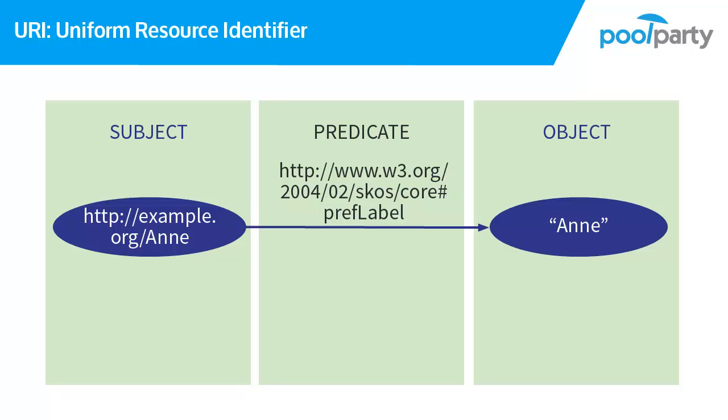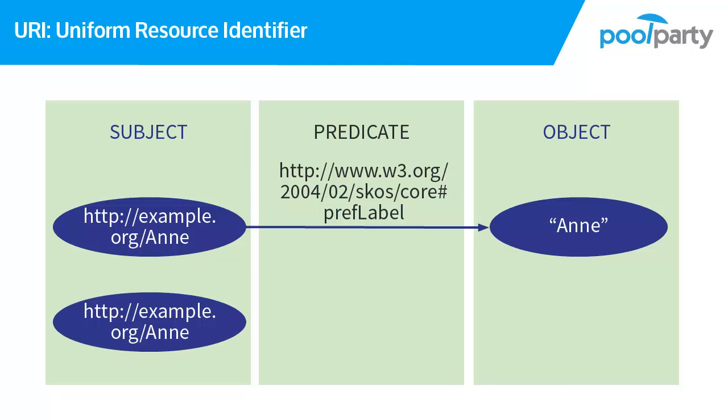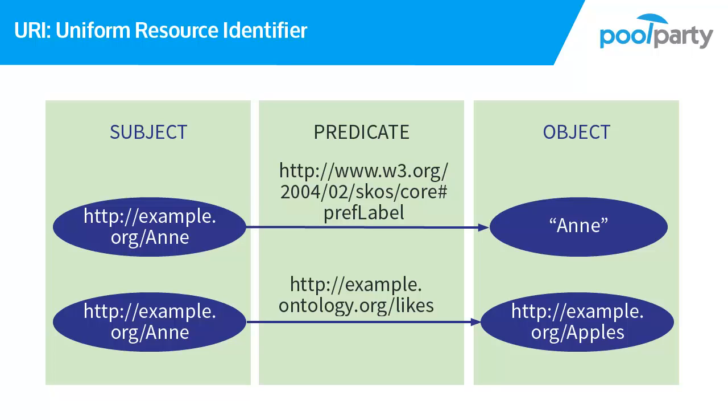If we now want to say that Anne likes apples, we would add a second triple. Again, we would start with the URI for our Anne resource. We would then add a URI for the likes predicate. This URI can be defined in whatever way we want. The only requirement is that it is unique within the dataset. The object of our second triple would be a URI for the apple resource.